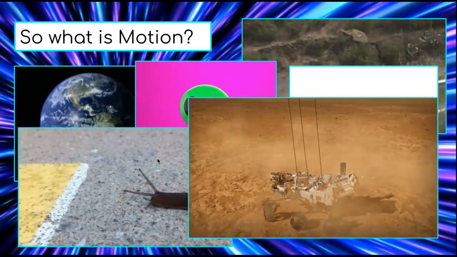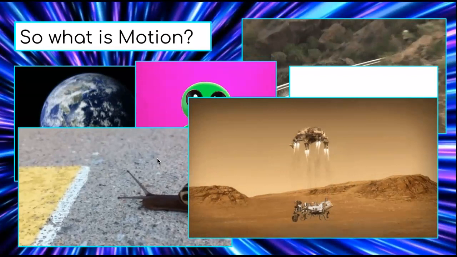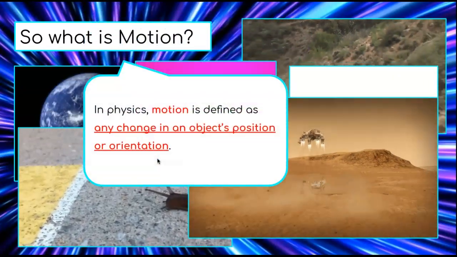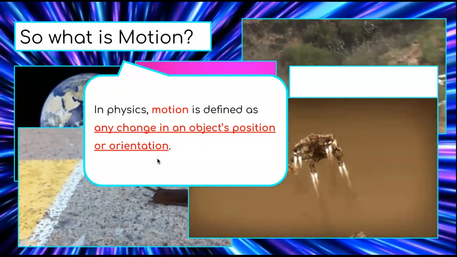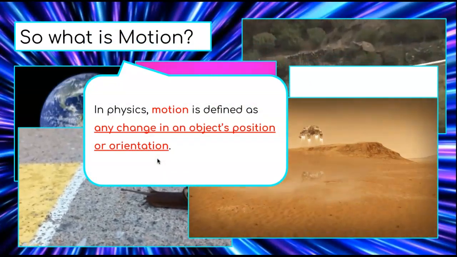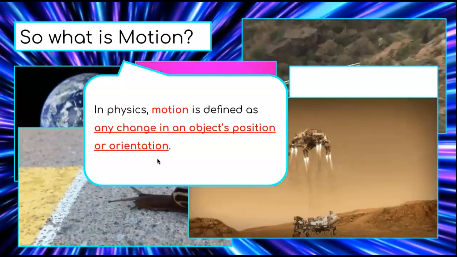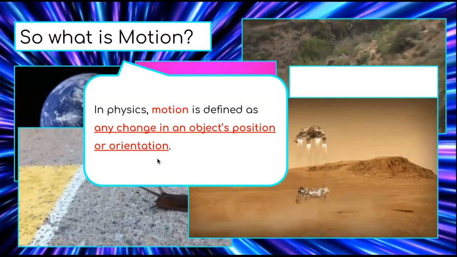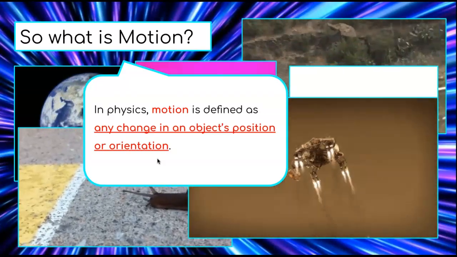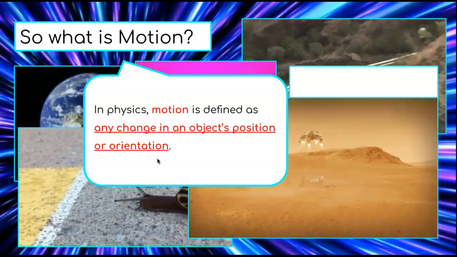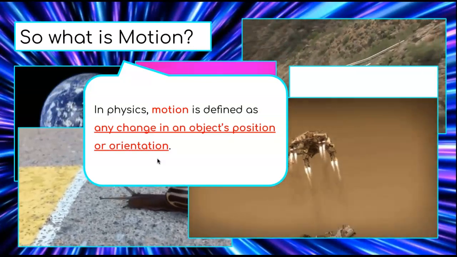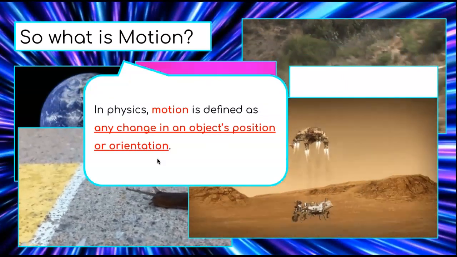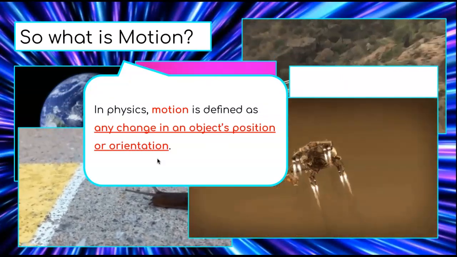Pause the video for a moment and try to come up with your own definition of the word motion within the context of physics. So when we say motion in physics, we are defining it as any change in an object's position or orientation. When we say position, we can mean moving from one place or one point to another. When we say orientation, we can talk about the positioning or the way an object is facing. So simply rotating or spinning or turning an object around.